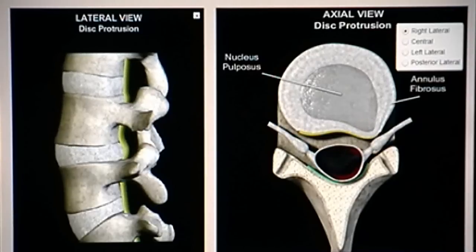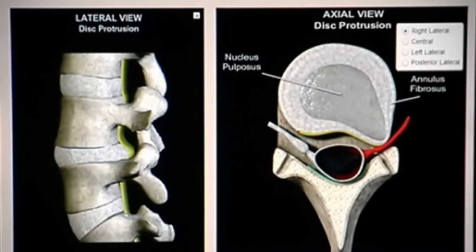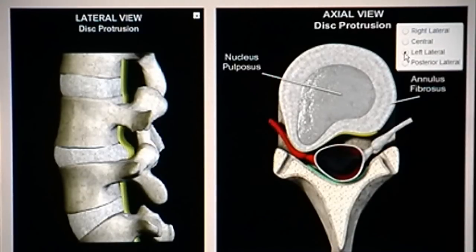Discs that bulge to the right usually cause pain and other symptoms in the right lower back and or into the right leg, foot, or toes. Likewise, a disc that bulges on the left will send symptoms of pain, numbness, burning, tingling, or weakness into the left lower back and into the left lower extremity.